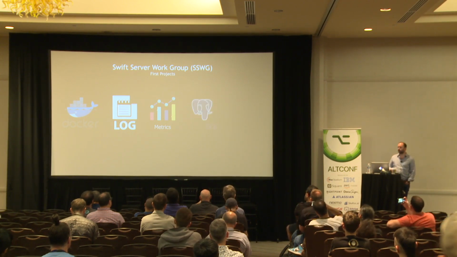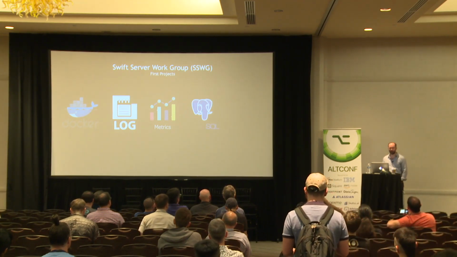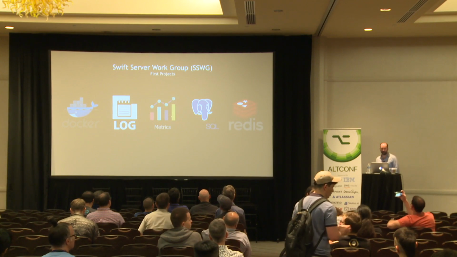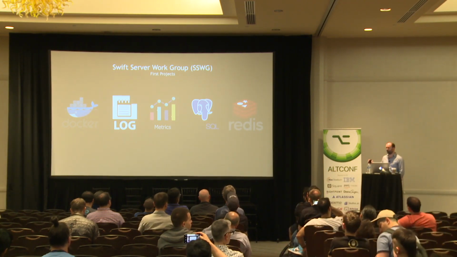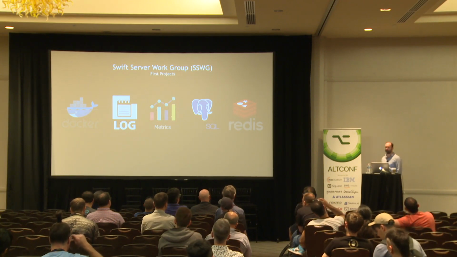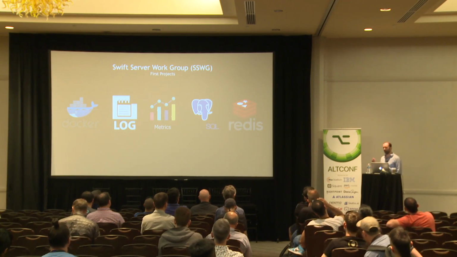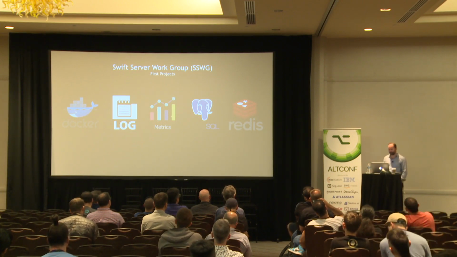And then you need to be able to work with persistence. So Postgres was the first one we worked on. Redis is also being added. So we're starting to basically build a whole load of core components as a cross-vendor group, you could think of it as, right? Because Vapor's involved, IBM's involved for Kitura, Apple themselves are involved.